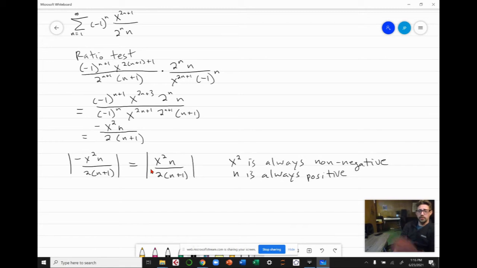For a completely different reason. The reason that n is always positive is because it just is. It's the index of a series. So it starts at 1 and goes up from there. It's never 0 and it's never negative. Okay, so you can just say that, right?